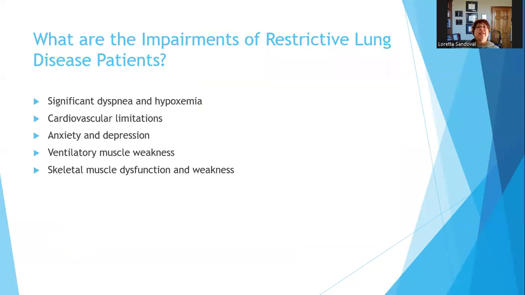The impairments of restrictive lung disease patients: they have significant dyspnea and hypoxemia, so lots of difficulty breathing and low oxygen levels. They have cardiovascular limitations, anxiety and depression. That sort of makes sense, doesn't it? If you're hypoxic, that leads to anxiety. Ventilatory muscle weakness and skeletal muscle dysfunction and weakness, just like the obstructive disease people.